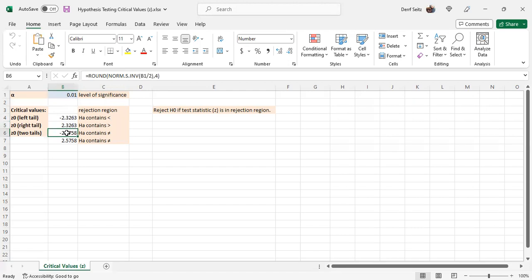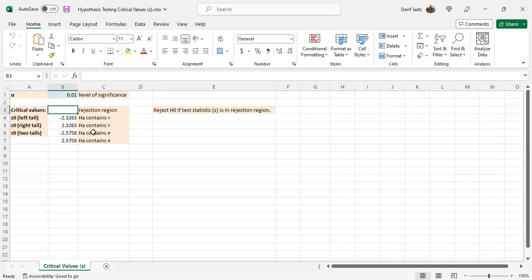The two-tailed test, the left tail, is NORM.S.INV of B1 over 2, and that's rounded. And the right tail critical value is minus the left tail critical value.